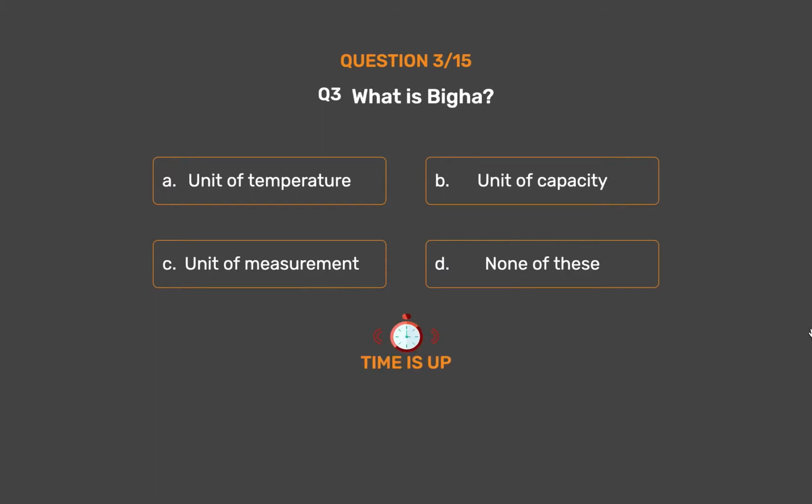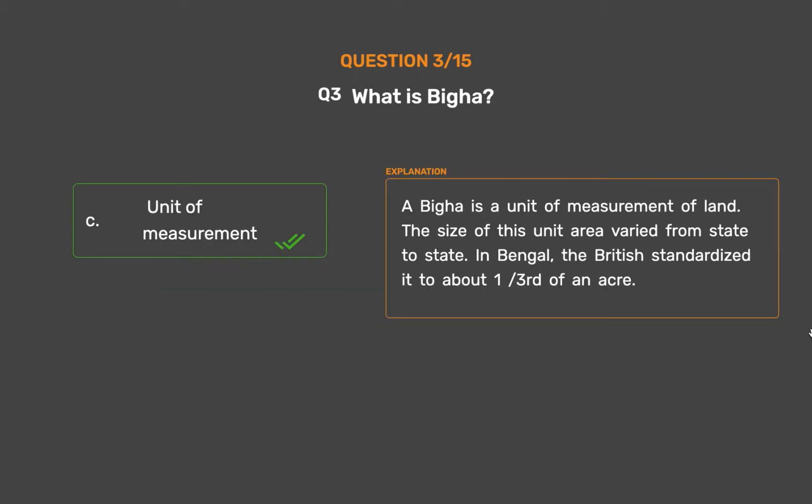The correct answer is Option C. Unit of measurement. A bigha is a unit of measurement of land. The size of this unit area varied from state to state. In Bengal, the British standardized it to about 1/3rd of an acre.